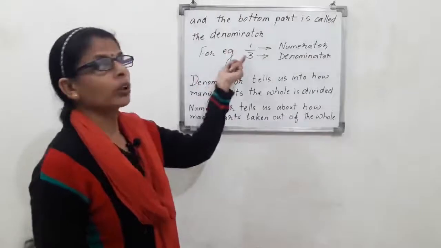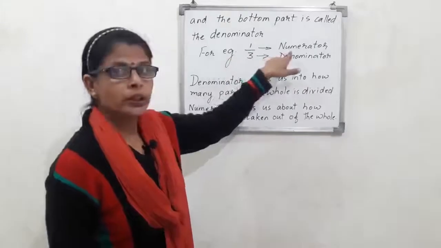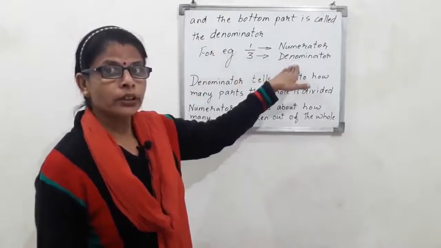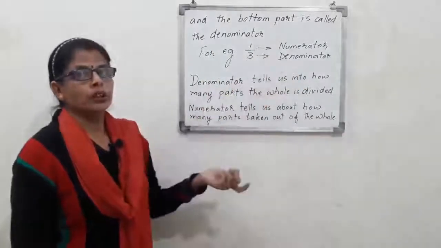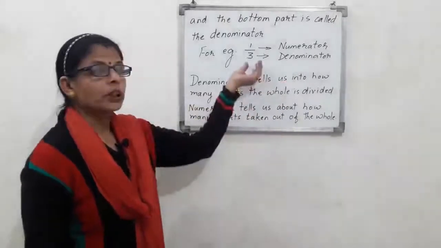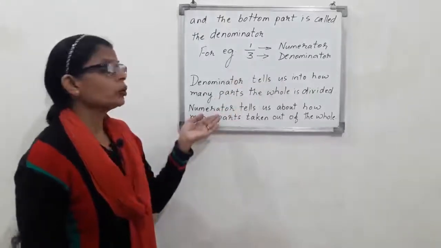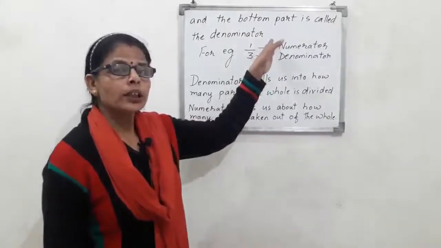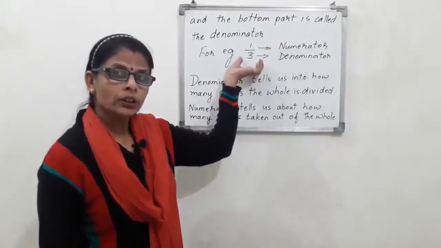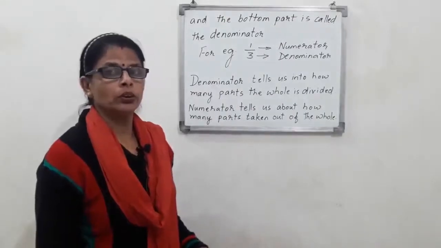For example, 1/3. The number above the line is known as numerator and the number below the line is known as denominator. Right? What is denominator? Denominator tells us into how many parts the whole is divided. And numerator tells us how many parts are taken out from the whole. 1/3 means total parts are 3 and one part is taken away from the whole. Clear?